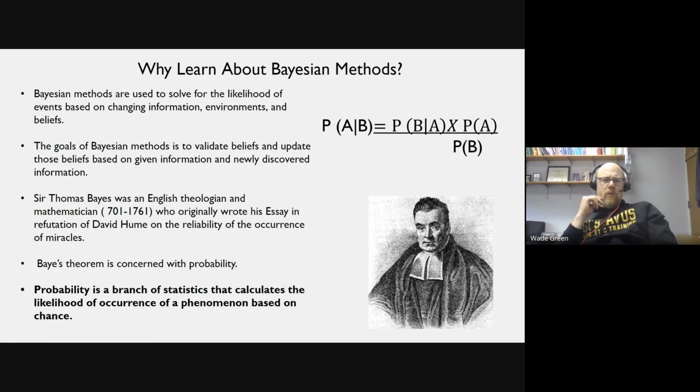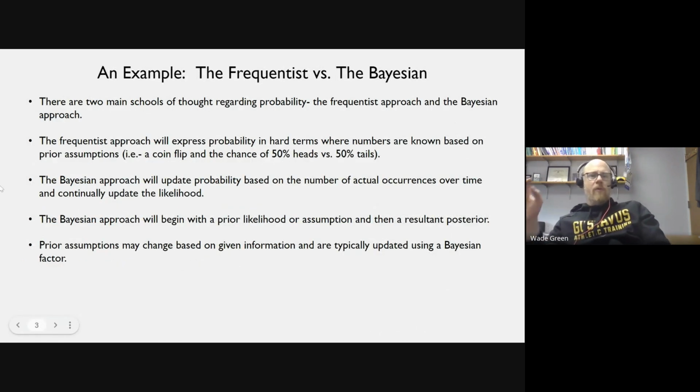Okay, so Sir Thomas Bayes essentially created Bayes' theorem, and I have the equation for Bayes' theorem up here in the top right hand corner. His theorem is chiefly concerned with probability, and probability is a branch of statistics that calculates the likelihood of occurrence of a phenomenon based on chance. So let's use an easy example, the coin flip, or a quarter. We have two ways that we could examine the probability of getting heads when flipping a coin.